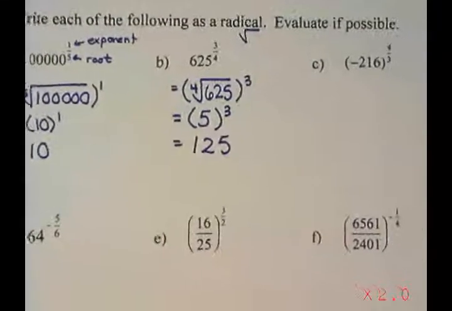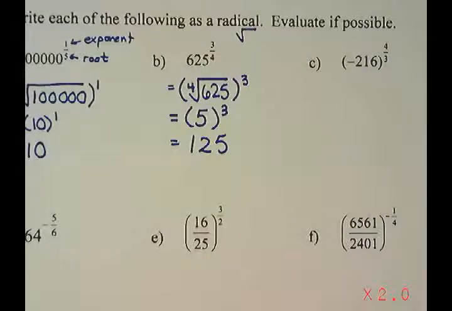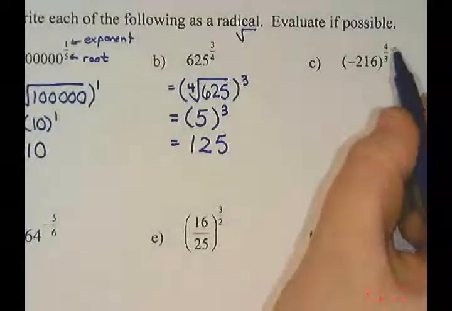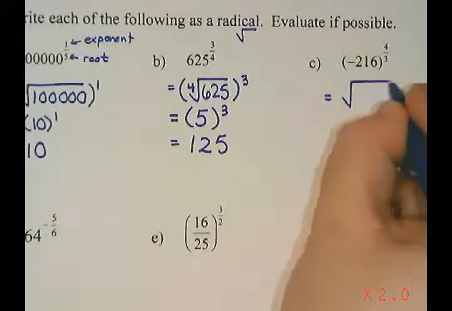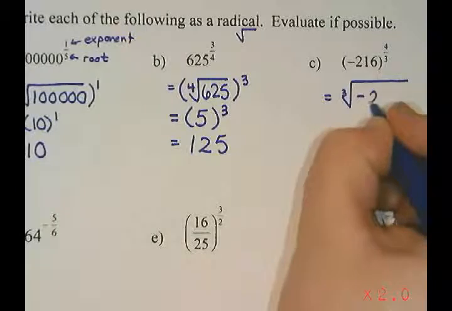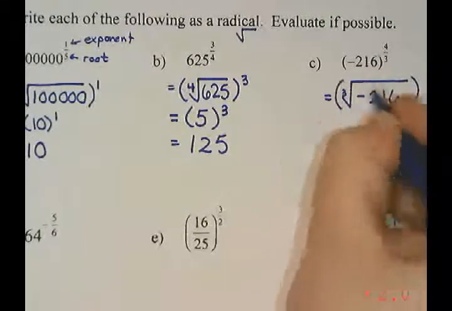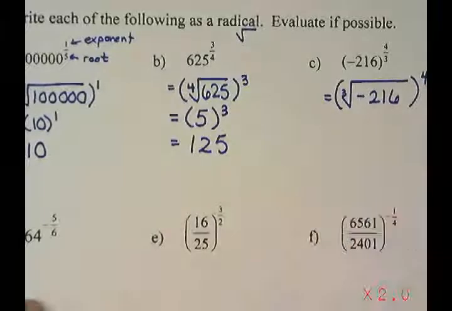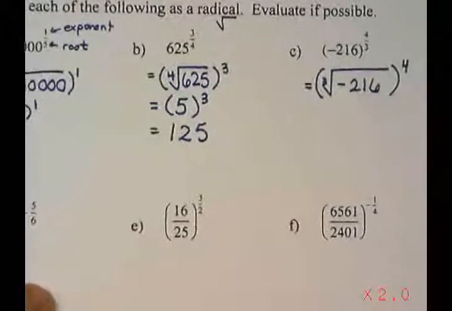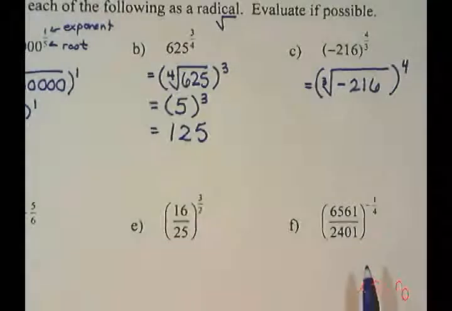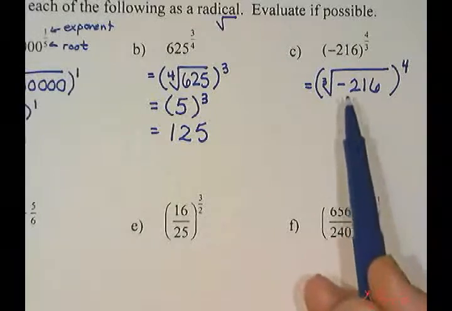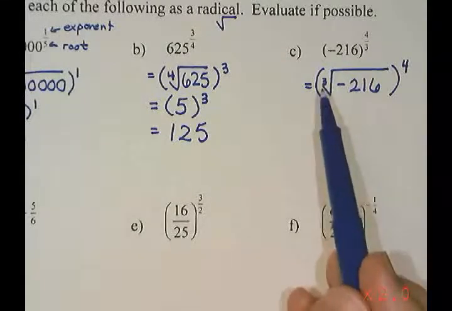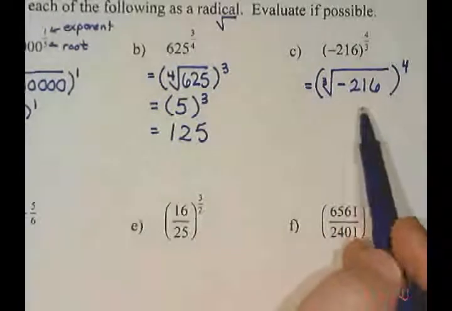The next number, we have negative 216 to the power of 4/3. The number on top is my exponent. The one underneath is going to be a root. So this is the cube root, or the 3rd root, of negative 216, all to the power of 4. Normally we've always learned that you cannot take the square root of a negative number. That's true for any even numbered root: square root, 4th root, 6th root, 8th root. But if it's an odd number, it is possible to do the root of a negative number.